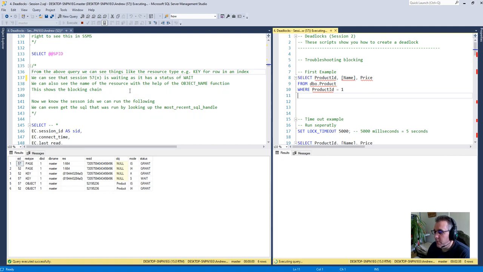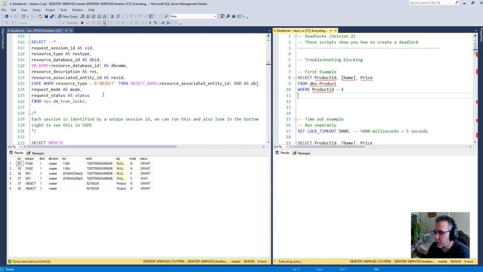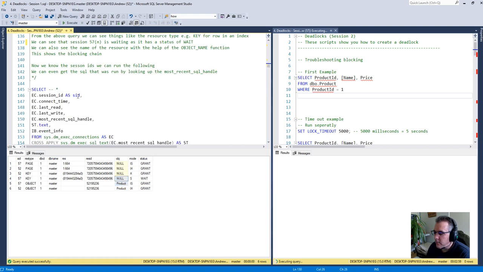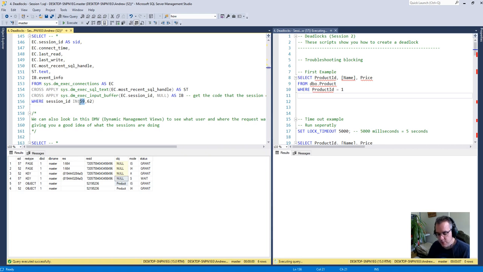We can also see the name of the resource with the help of the object name function. This shows the blocking chain. So where we say object name, we can actually see these are the objects further down. I presume this is like the object chain. 57, it's that one and that one maybe. So now we know the session IDs, we can run the following. We can even get the SQL that was run. So now we know we're in session 52 and 57, we can run that and actually query them.